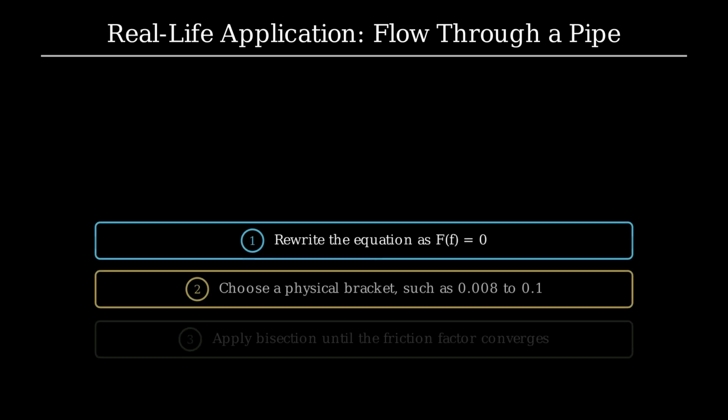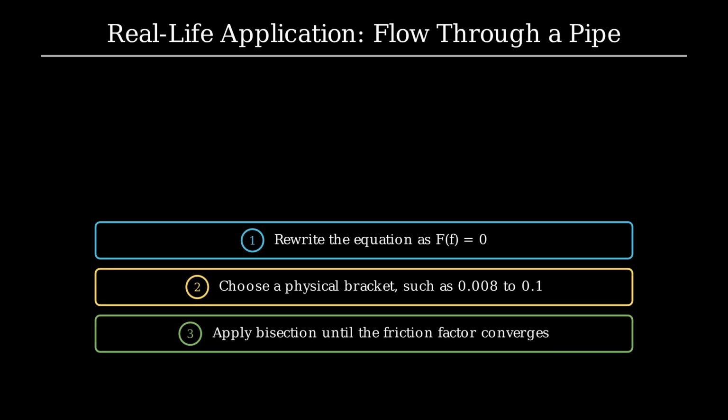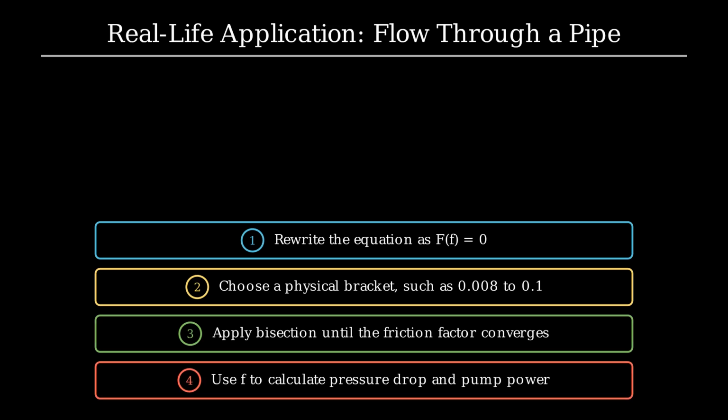Rewrite the equation as capital F of f equals 0. Select a physically meaningful bracket. Apply bisection, and continue until the friction factor reaches the required accuracy. The resulting friction factor is then used to calculate pressure loss, pipe diameter, and pump power. This calculation is important in civil, mechanical, chemical, environmental, petroleum, and mining engineering.